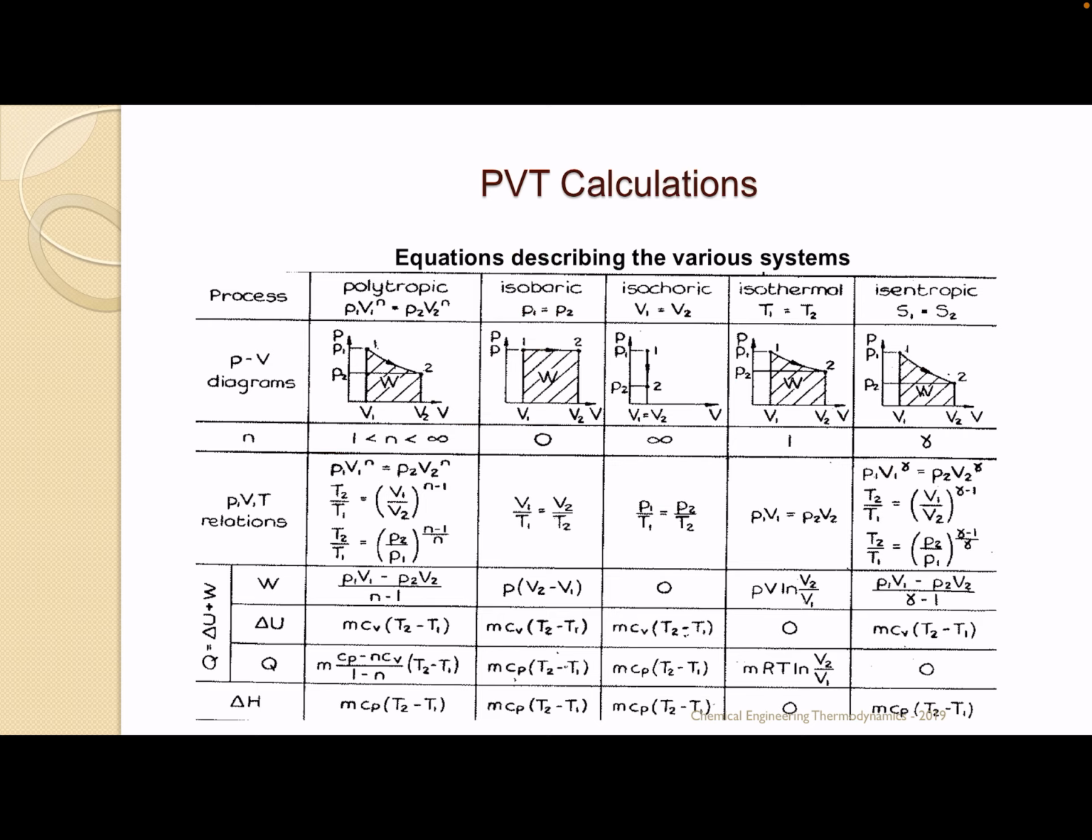Take note of the first one, polytropic. We've talked about the fact that for your polytropic, P1V1 raised to power n equals P2V2. We've also shown the fact that your PV is equal to constant. So we've dealt with that.